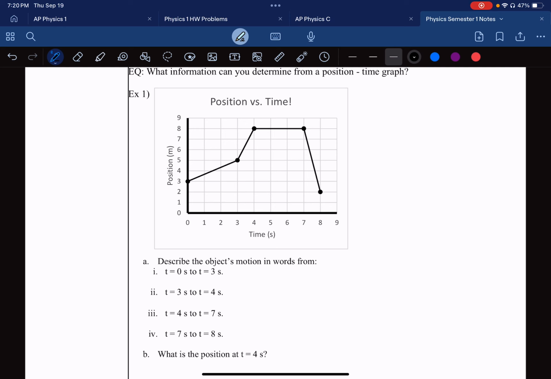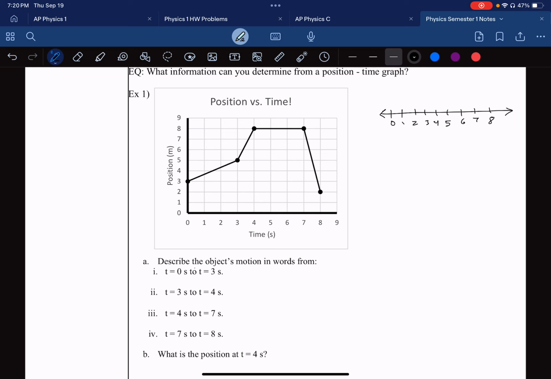Example 1, part A, says describe the object's motion in words. And so what this graph is showing us is the position of some object over time. So it's showing us the motion. If you imagine a number line, let's say 0 is here, and every notch is 1 meter apart. So that's 1, 2, 3, 4, 5. Let's go to 8 right there.